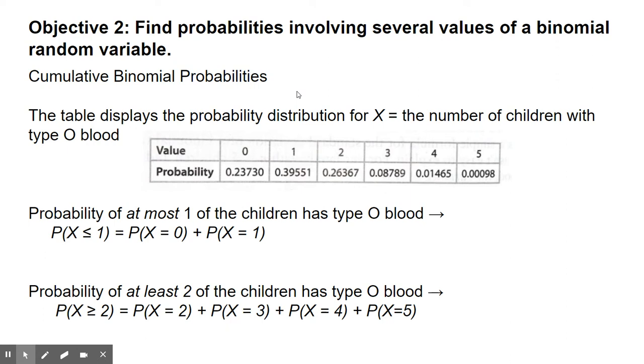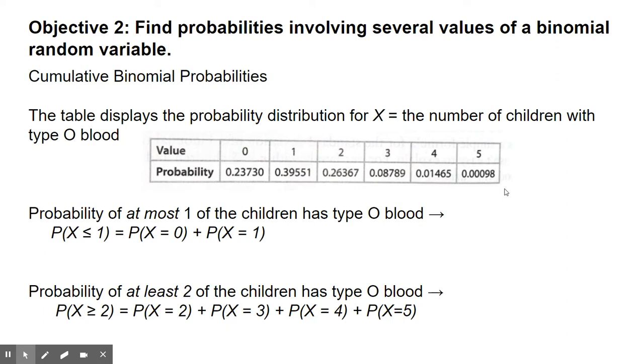So remember there were 5 children, right? And we want to see how many have type O blood. So again, no children out of the 5 could have type O blood, or all 5 children. You see the probabilities there. Again, notice that around 1 and 2, there's the most, right? It's very, very rare that all 5 would.